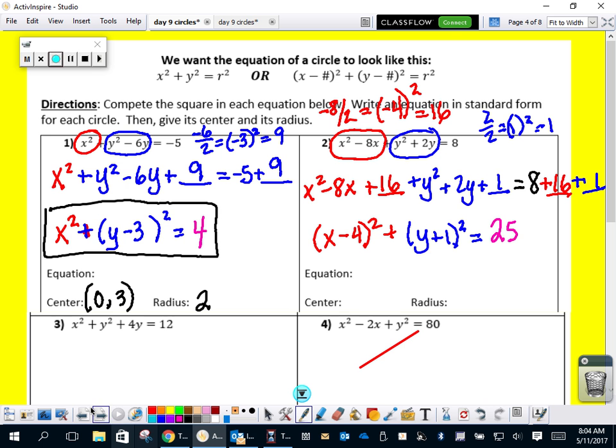And then there's our equation. So we now look like x minus a number or x plus a number squared, plus y minus a number or plus a number squared, equals r squared. And now we can tell the center. What would the center be? Okay, and the radius?